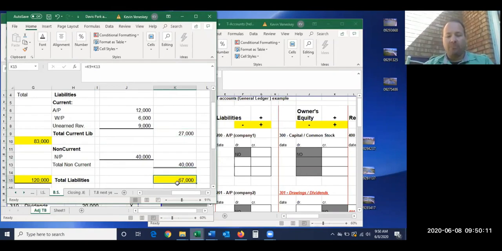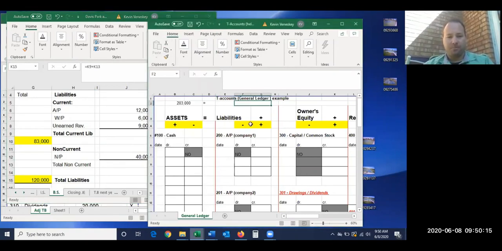And then just adding the two up. So I have total liabilities of $67,000. So I'm going to put 67,000 over here to see if my equation will balance. I have 203 over here. 67 plus something better be 203. That's what we're shooting for.